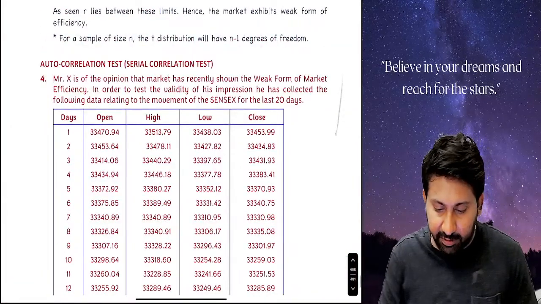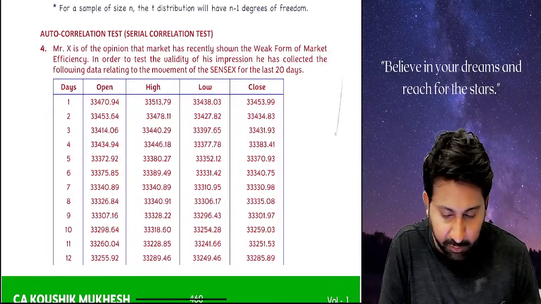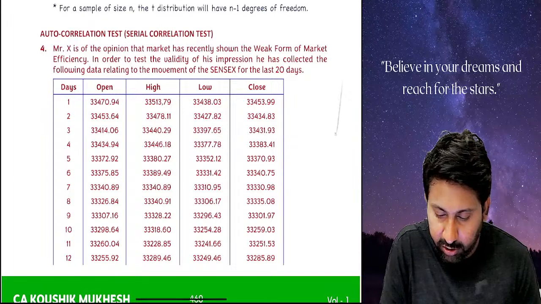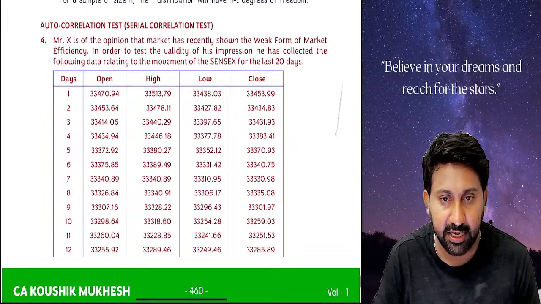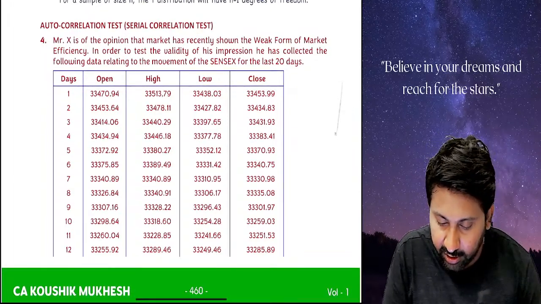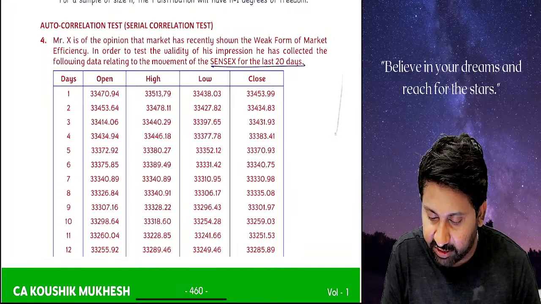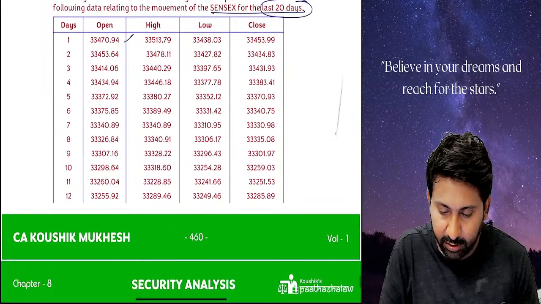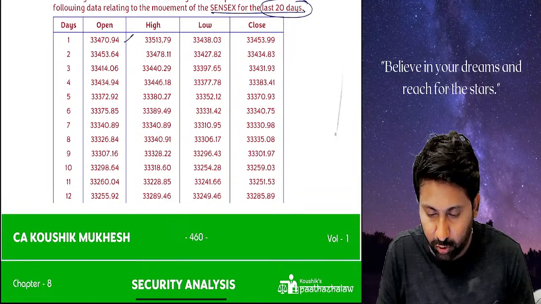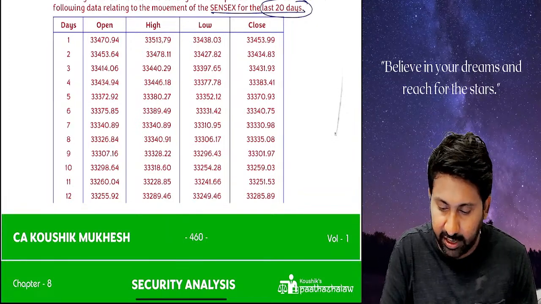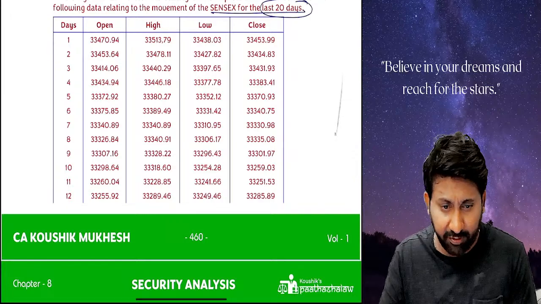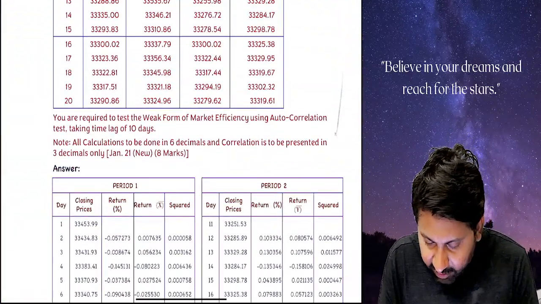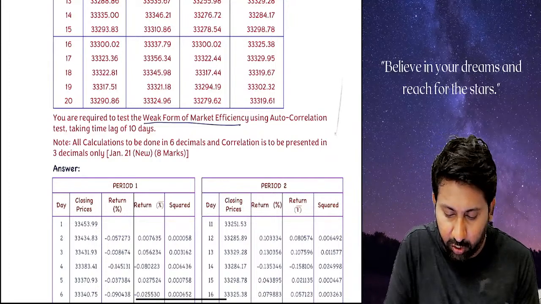Like this, information will be given. Mr. X is of the opinion that the market has recently shown weak form of efficiency. In order to test the validity of his impression, he has collected the following data relating to the movement of Sensex for the last 20 days: opening, high, low, close. You are required to test weak form of market efficiency using the autocorrelation test.